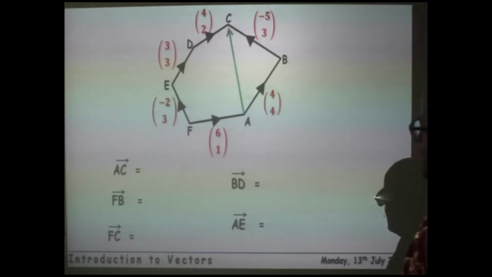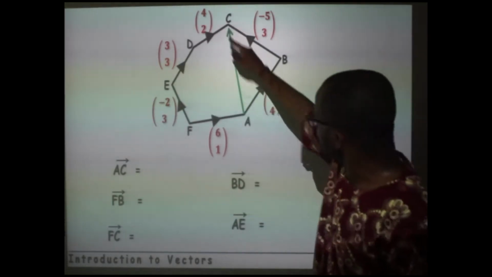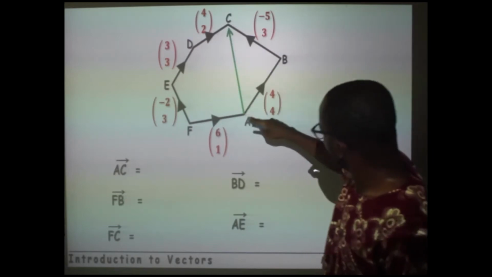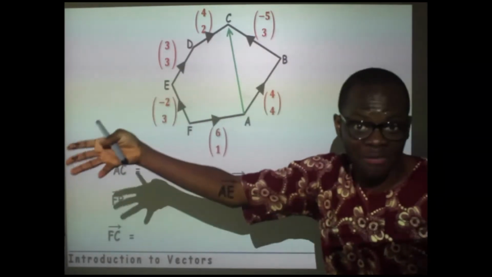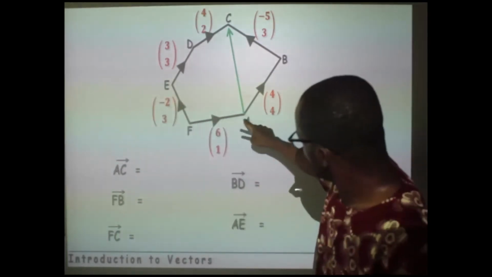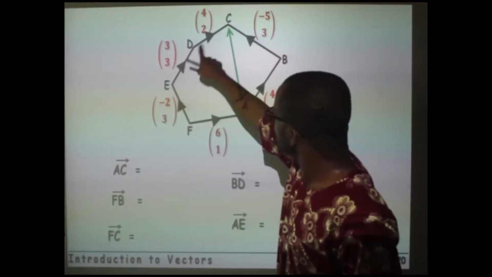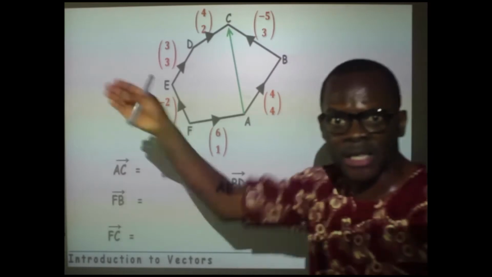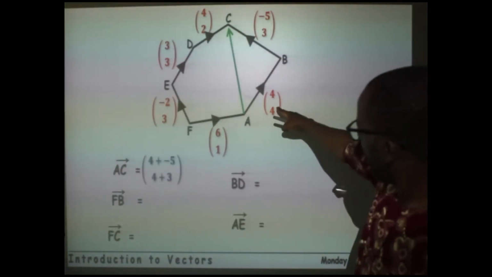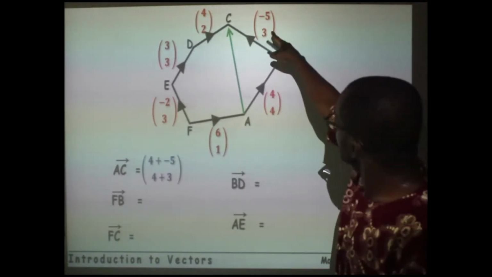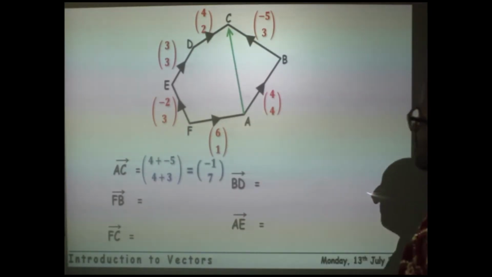So now AC. You're going from A all the way to C. To go from A to C, you have to go from A to B and then B to C. So you add this and that. Or if you like, you can take the longer route, this and that, but that's going to be longer. Always take the shortcut. Okay, so AC will be 4, 4 plus minus 5 and 3. That gives you minus 1 and 7.